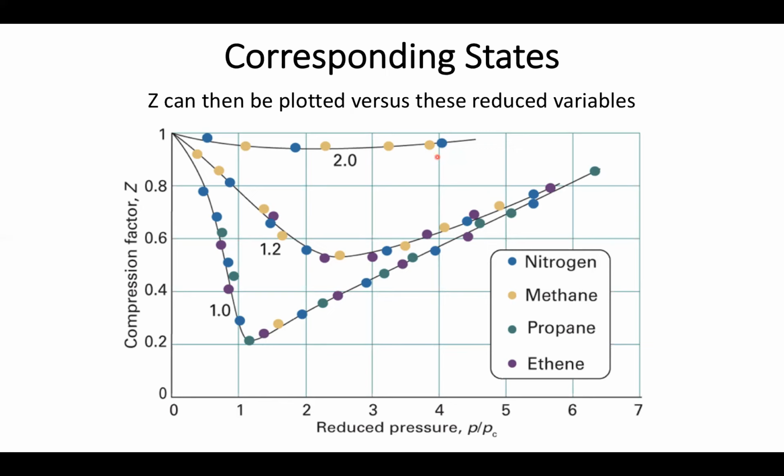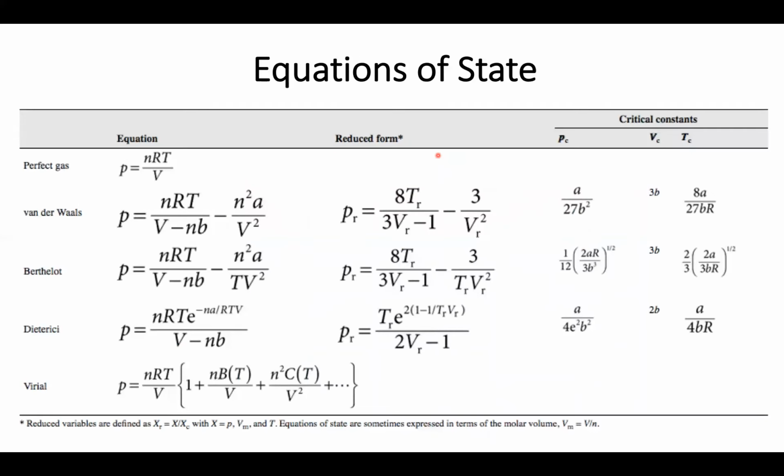And so one of the things we can do is look back at the equations of state we've talked about so far from this reduced variable notation. So for example, let's look at our most common equations of state: the ideal gas, the van der Waals, the Berthelot, and the Dieterici. And of course, our good old friend, the virial. So what we can do is replace our pressure with our reduced pressure, our volume with our reduced volume, and our temperature with our reduced temperature.